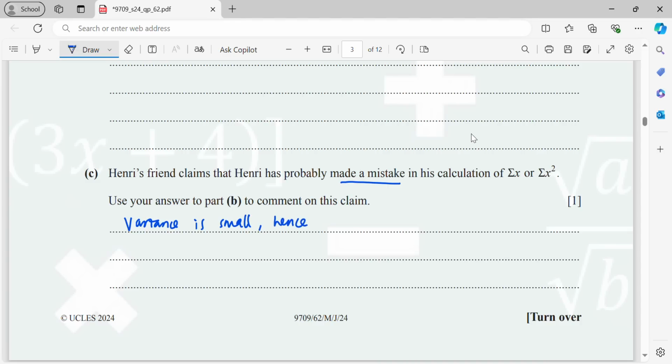Therefore, or hence, Henry has probably made a mistake because the variance is too small, right? Has probably made a mistake. I would say you can just write variance. Okay, so done for this question.